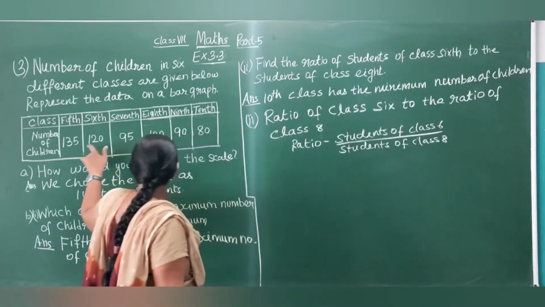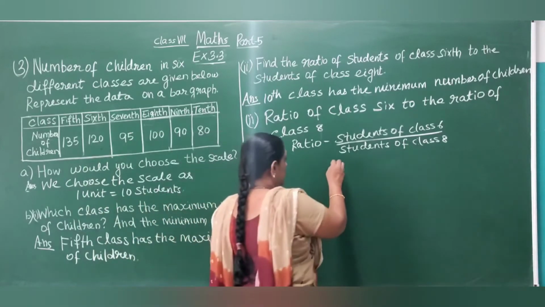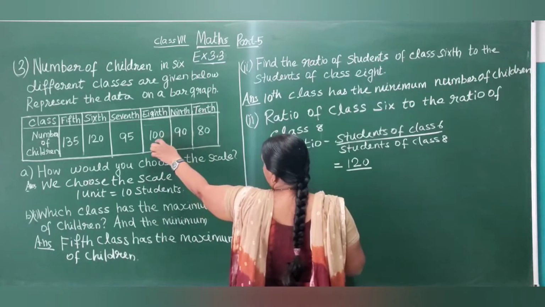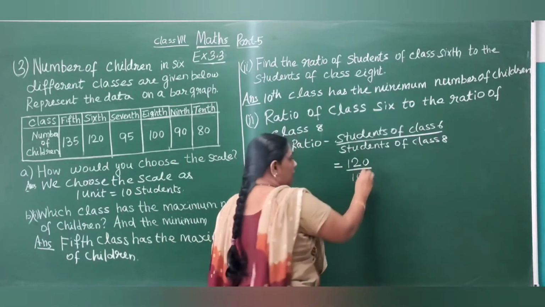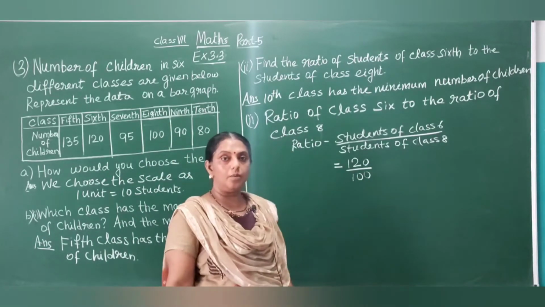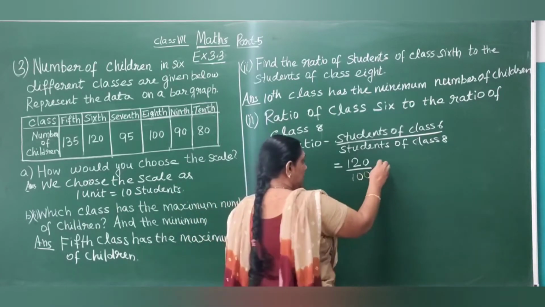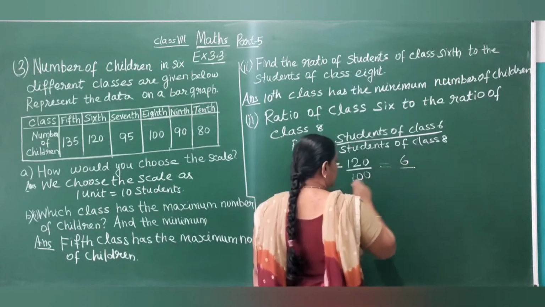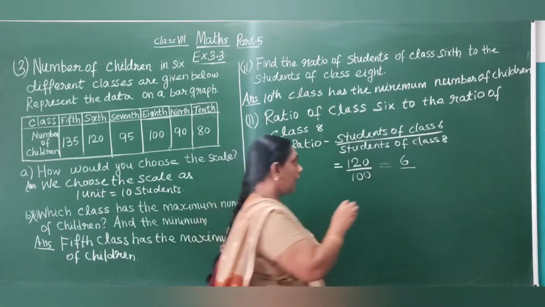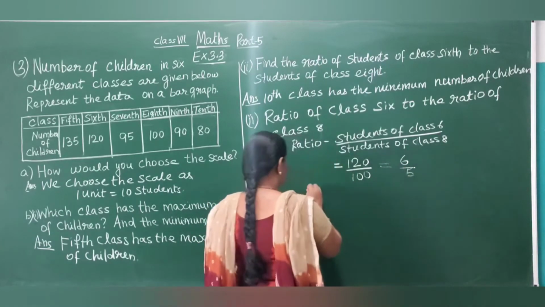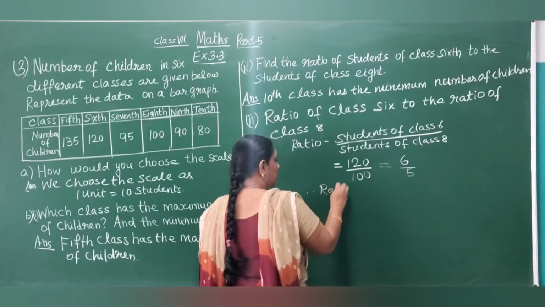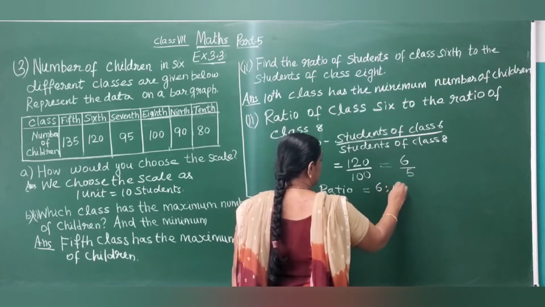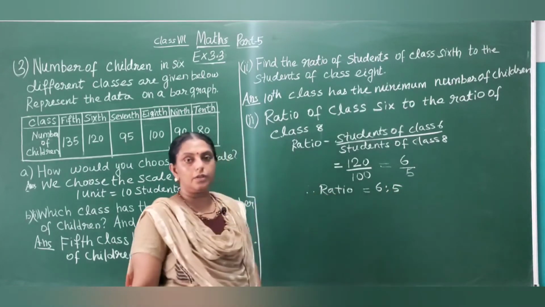So students of class 6 we are having 120, divided by class 8 we are having 100. What can be simplified in the 20 table? 20 table 120, how many times? 6 twos are 12. And in the 20 table 100 will become 5. Therefore, the ratio is equal to 6:5.